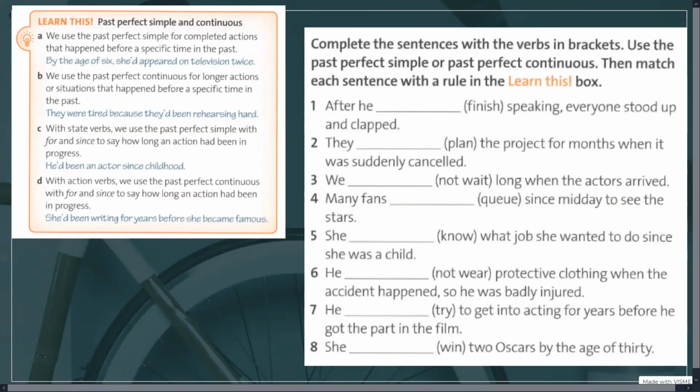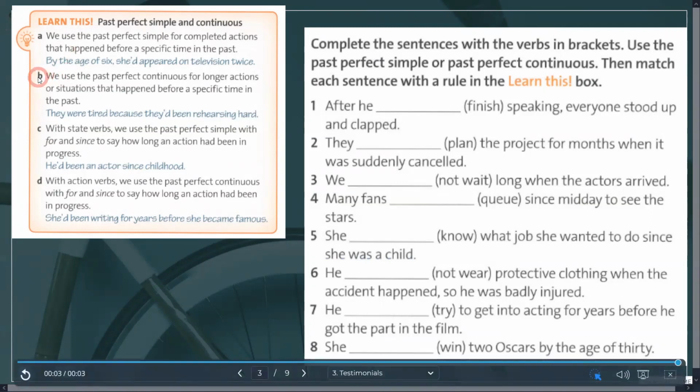Right? So here, a past perfect simple is used for completed actions that happened before a specific time in the past. For instance, by the age of 6, she'd appeared on television twice. Znači, ona možda ima 30, ali prije nego što je imala 6, već je 2 puta bila na televiziji. Znači, kad bi radili kronologiju njenog pojavljivanja na televiziji ili njenog života općenito, prvo na liniji vremena bi bila ta 2 pojavljivanja na televiziji, onda bi ona napunila 6 godina i onda tek nakon bi bilo sve ostalo. So, by the age of 6, she'd appeared on television twice, or she had appeared on television twice.